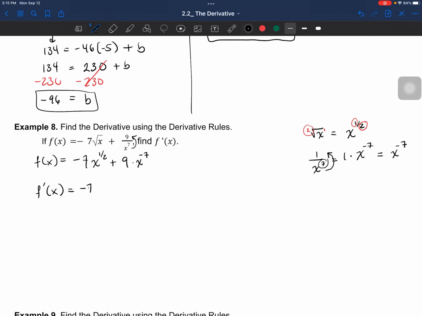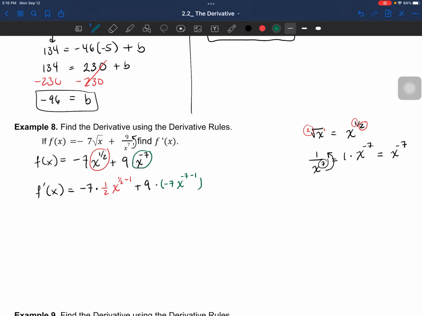So now that we have this, we can use the power rule to find the derivative, along with the constant multiple rule. So you have -7 times, and then you do the derivative of x to the 1/2, right? And that should be 1/2 x. And then I'm going to write it here. It will be 1/2 and then subtract 1 from the power. That's the power rule. Plus 9 times, and then here we're going to take the power rule for this. So it'll be -7 x to the -7 minus 1, right?